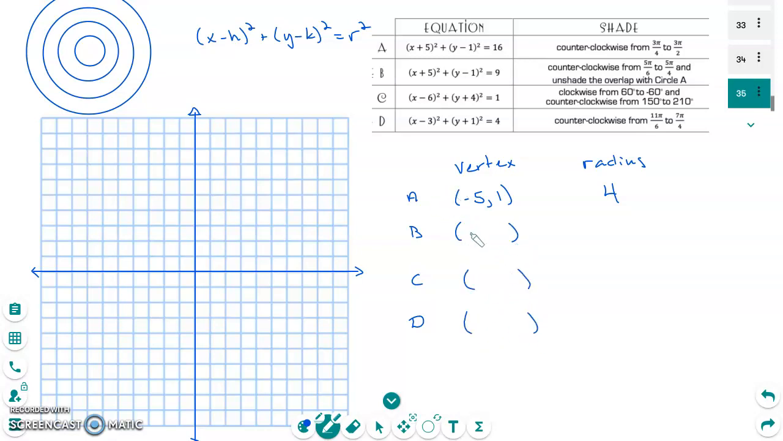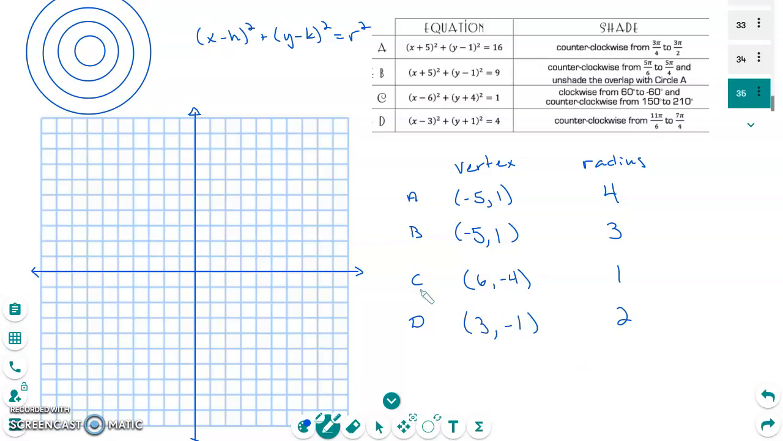All right, so B, you should notice, has the same vertex as A, and it has a smaller radius, 3. That means we're going to have concentric circles, circles that share a center but have different radii. C is centered at (6, -4) and has a radius of 1. Remember, the square root of 1 is 1. And D has a center at (3, -1) and a radius of 2.